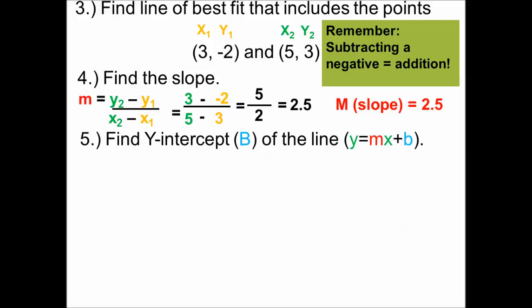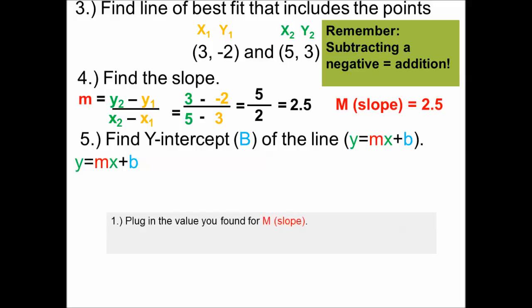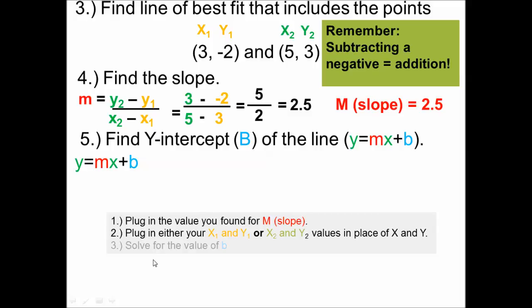Now we need to go through and solve for that b value. So y equals mx plus b. First, plug in the value found for slope. Then again, you can pull in either your 1 or your 2 values. In this case, just to show you that it doesn't matter, I'm going to use my 2 values this time. It's just fine. And then solve for the value of b.